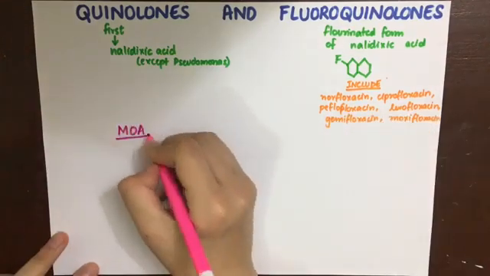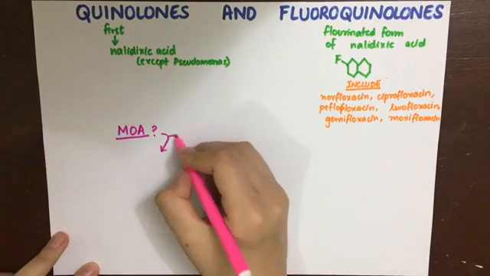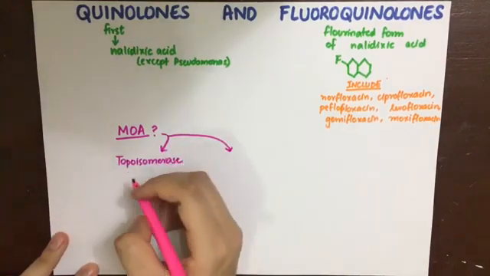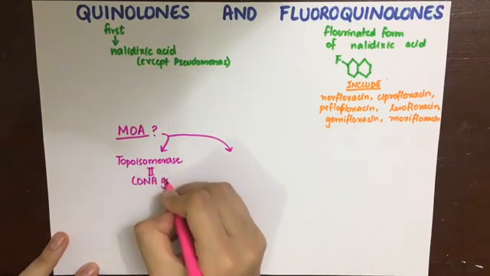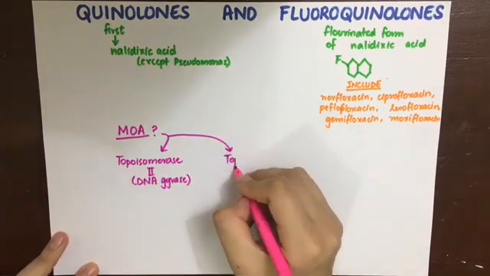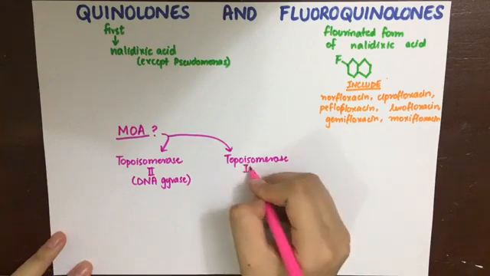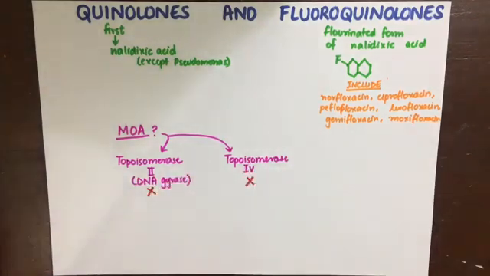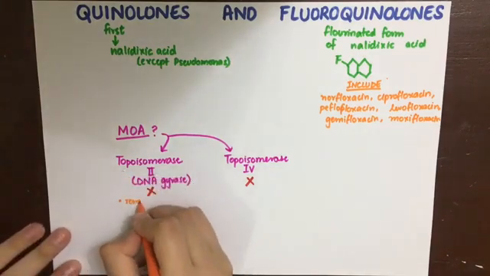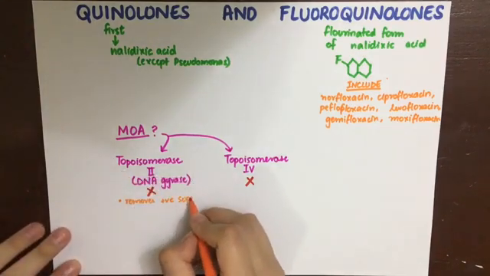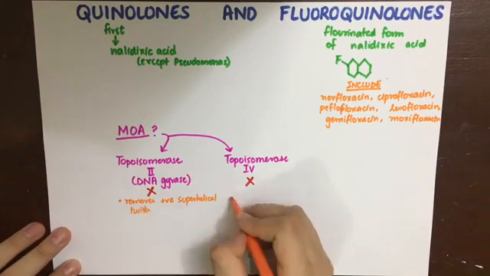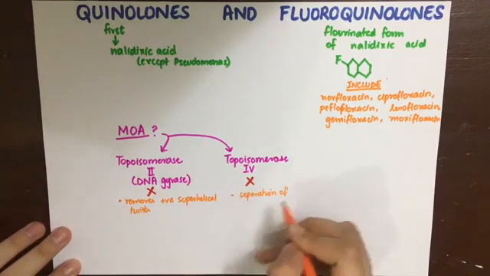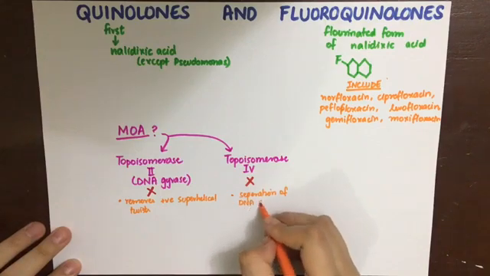Their mechanism of action involves the inhibition of two enzymes that are required for DNA replication to go smoothly. First is topoisomerase 2, also known as DNA gyrase, and secondly, topoisomerase 4. Topoisomerase 2 actually removes positive superhelical twists that arise after helicase unwinds the DNA, while topoisomerase 4 allows the two newly formed chromosomes or DNA molecules to come apart after DNA replication.